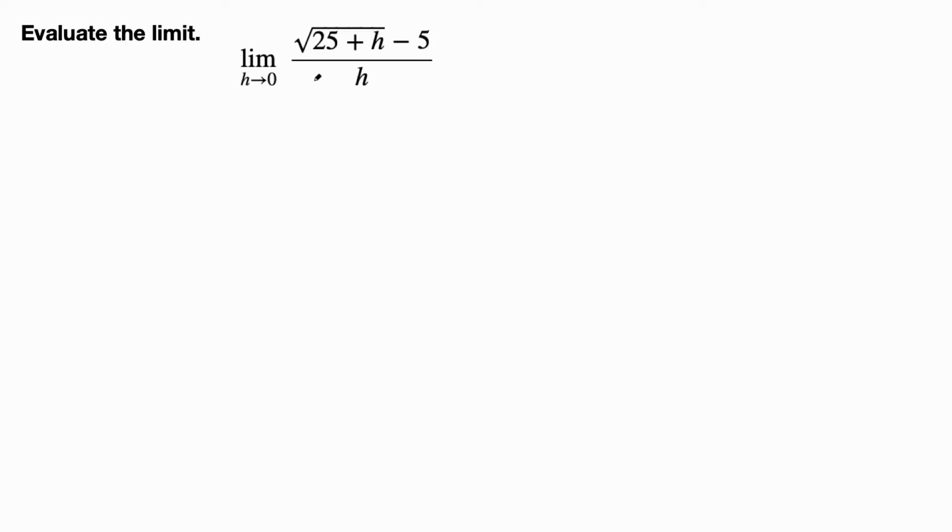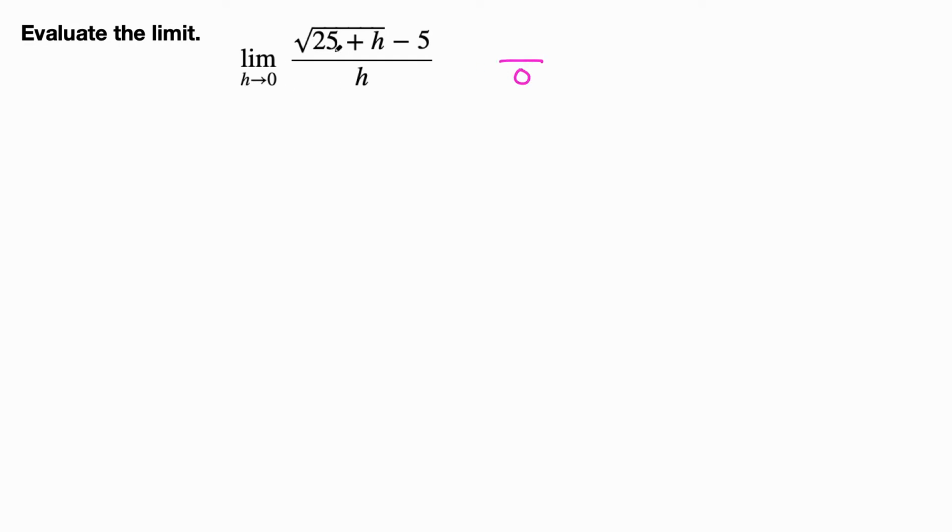Evaluate the limit: the square root of 25 plus h, minus 5, all over h, as h goes to 0. Every single time, we simply plug in h equals 0, or whatever this variable equals, and see if we have 0 on the bottom. If there is 0 on the bottom, then we need to do more work. So yeah, clearly that's 0.